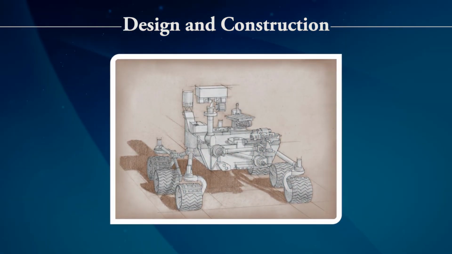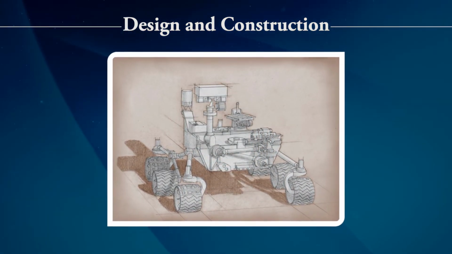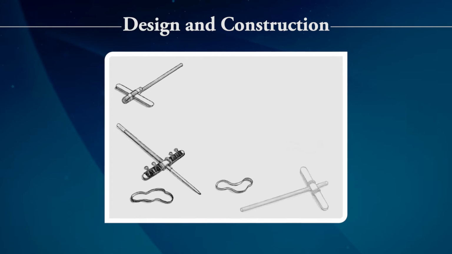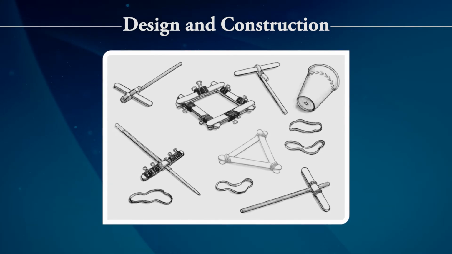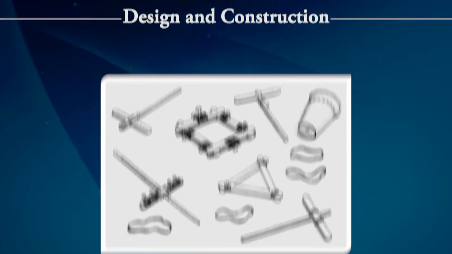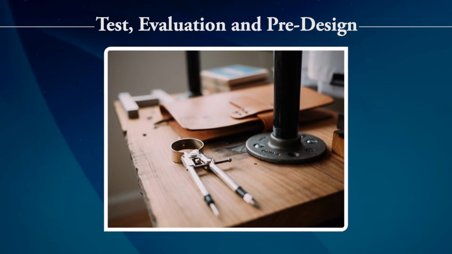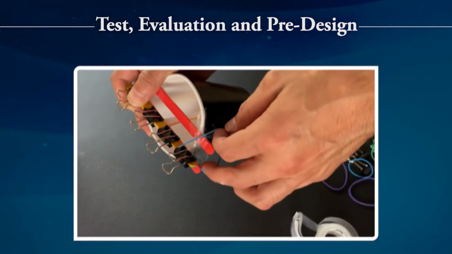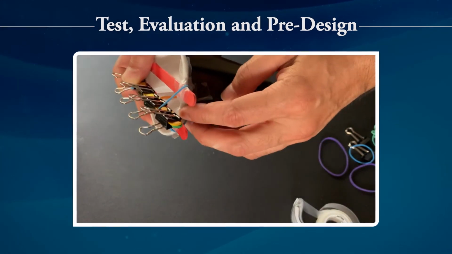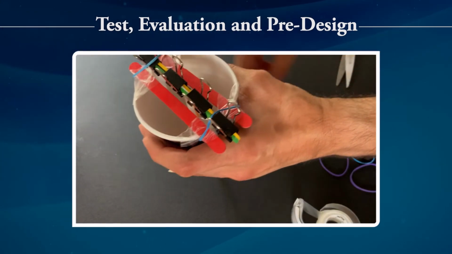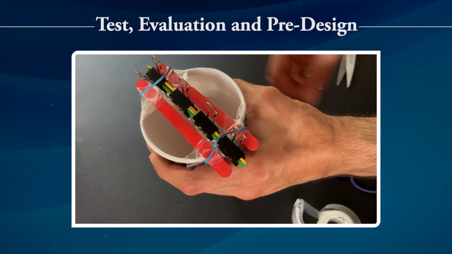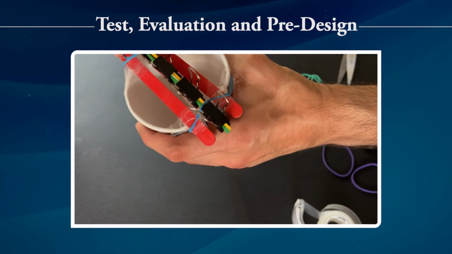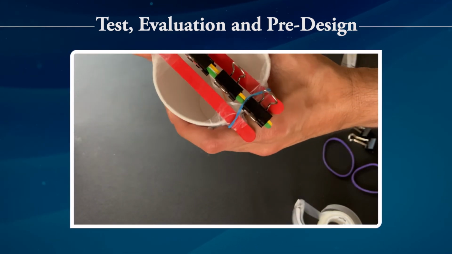Design and construction. Below you will find some ideas for your design. Come up with your own design or improve on any of these. Test, evaluation, and redesign. If the straw breaks or bends, cut off the broken piece or use a new straw. To increase the force of the plunger, try adding more rubber bands.